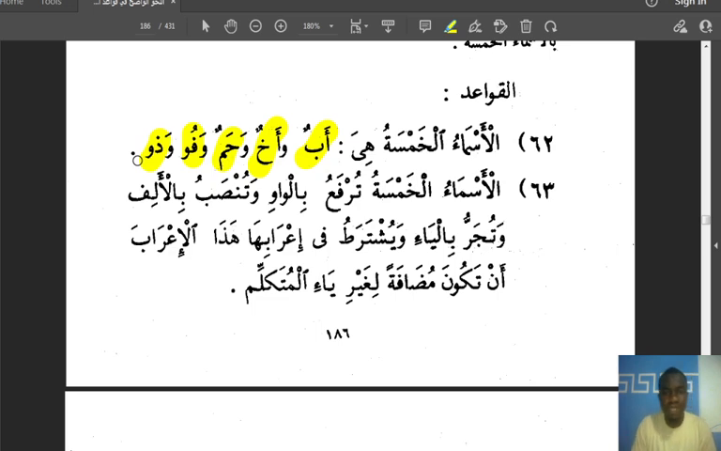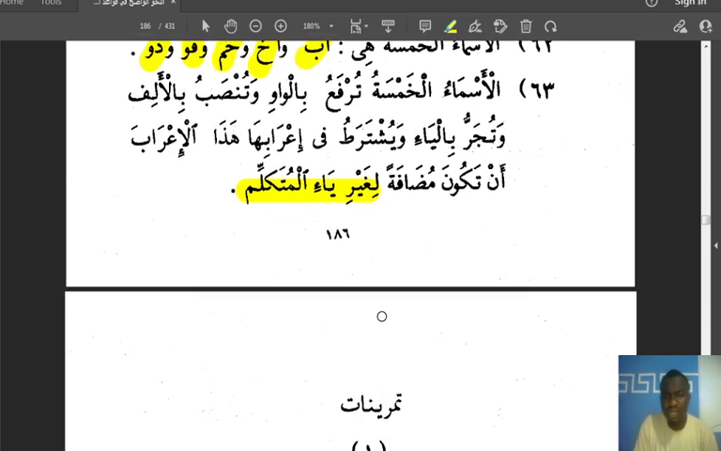Okay. And it says al asma'ul khamsatu turfa'u, when they are marfu is bil waw, wa tunsabu bil alif, wa tujarru bil ya. ويشترط في إعرابها هذا الإعراب أن تكون مضافة لغير ياء المتكلم. And in this إعراب, it shouldn't be مضاف to ياء المتكلم. When you see the word and it is مضاف to ياء المتكلم, don't do the إعراب of أسماء الخمسة. You do the إعراب of normal word, singular words as it comes. Let's go back quickly and do some إعراب.